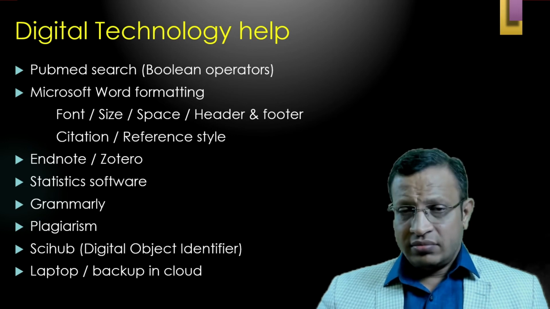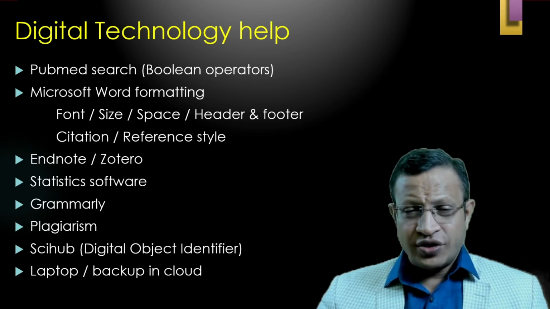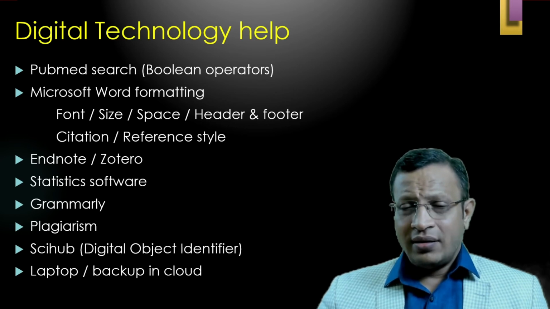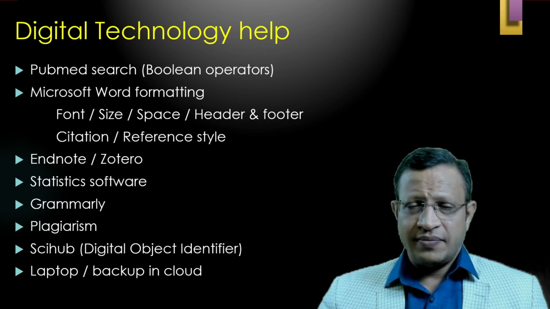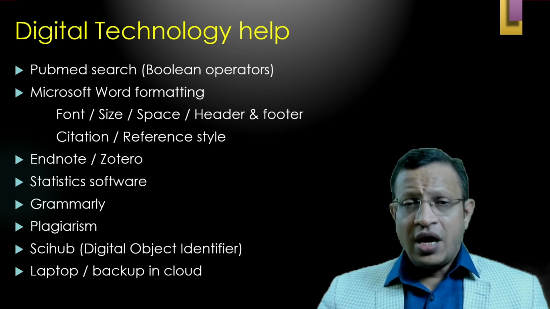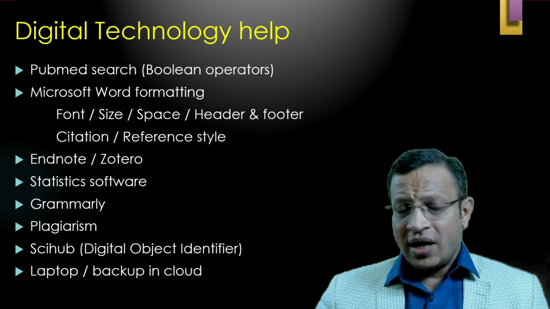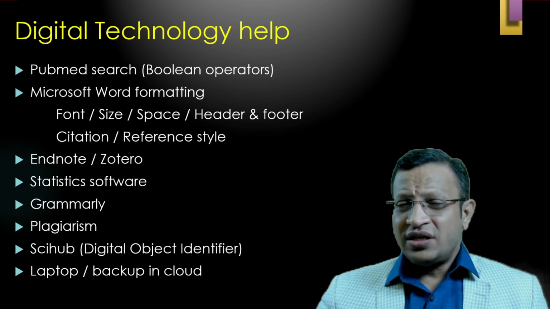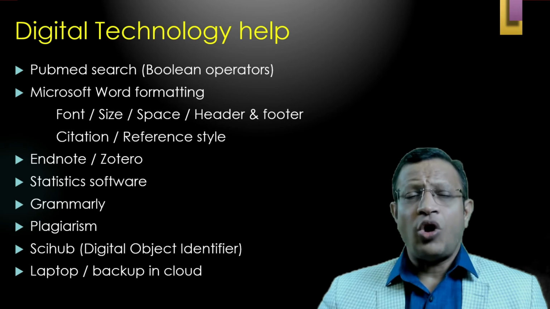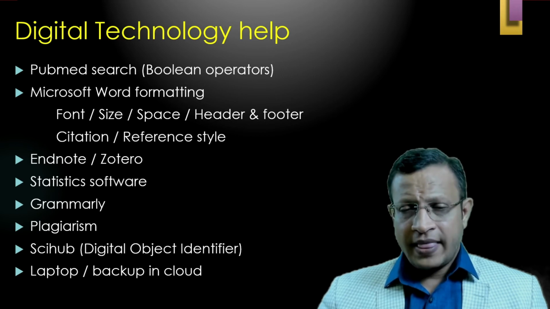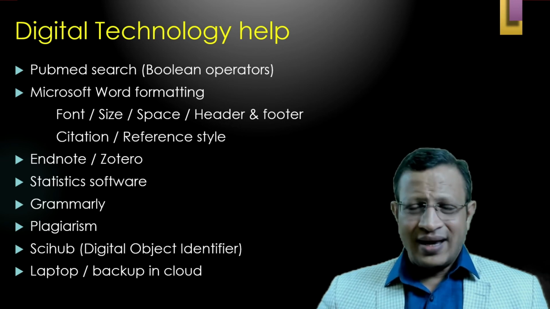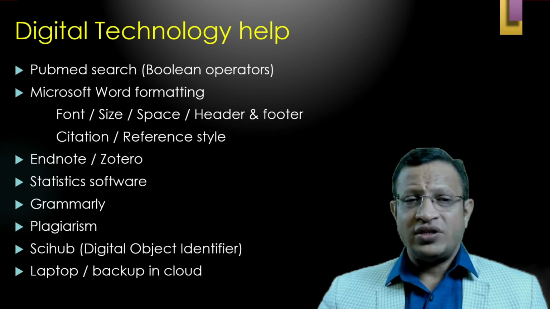If your language, especially English, is very poor, use Grammarly. Use certain software which can help you to write a good sentence. Check for plagiarism. And if you want good articles, use Sci-Hub to search for original articles by using the Digital Object Identifier, DOI. To know about Sci-Hub, go again to YouTube and learn about it so that you can get original articles from there.